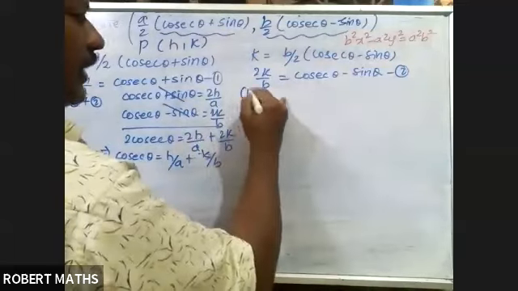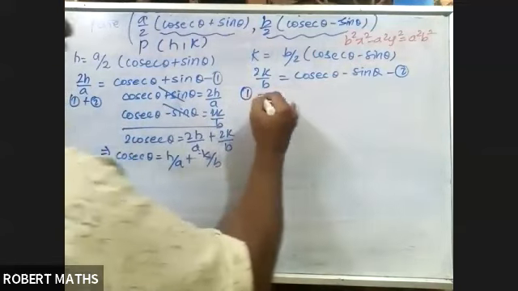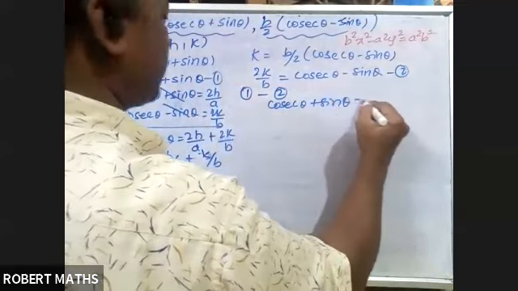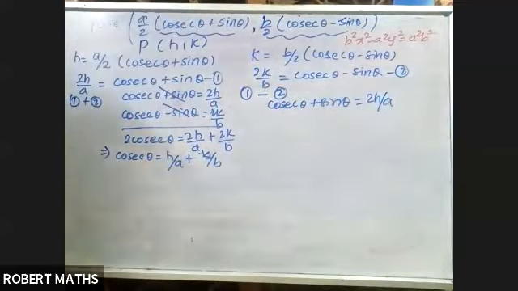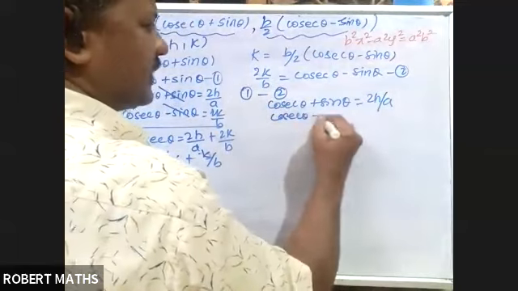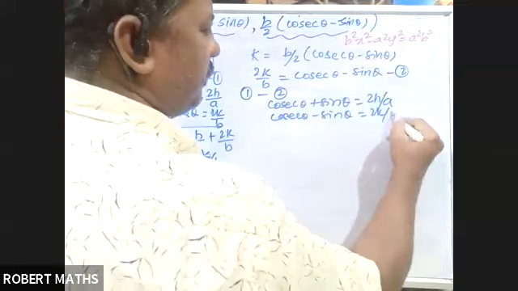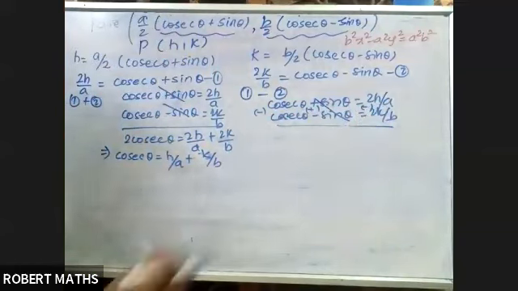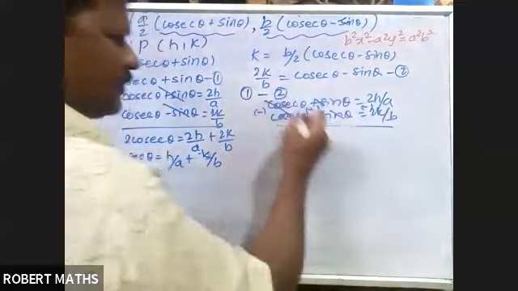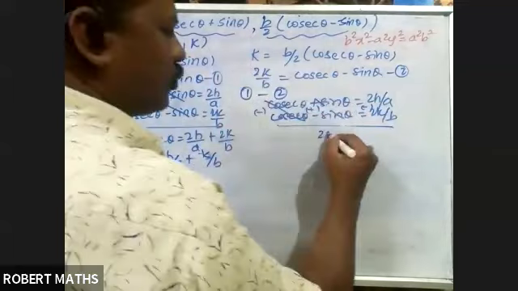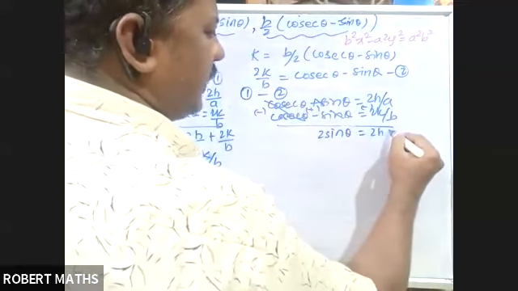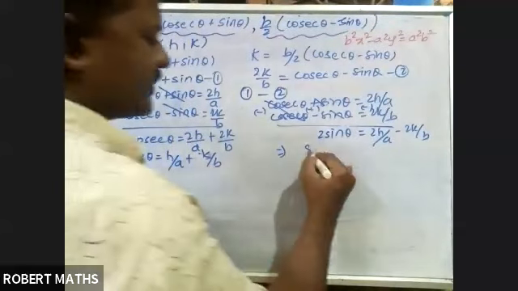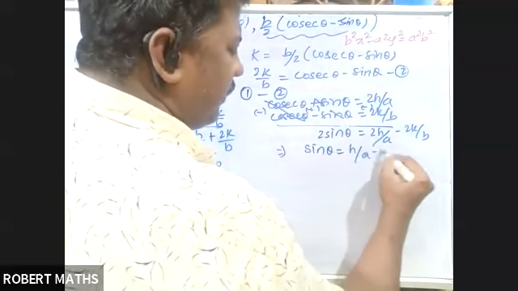Similarly, in the same way, I subtract 1 by 2. What is your first equation? Cosecant theta plus sin theta, which is equals to 2h by a. What is the second equation? Cosecant theta minus sin theta, which is equals to 2k by b. Changing the signs, minus, plus, minus. These two will get cancelled. Sorry, I'm extremely sorry for this. Now adding, 2 sin theta equals to 2h by a minus 2k by b. Everywhere 2 is there, dividing by 2, we'll get sin theta is equals to h by a minus k by b.